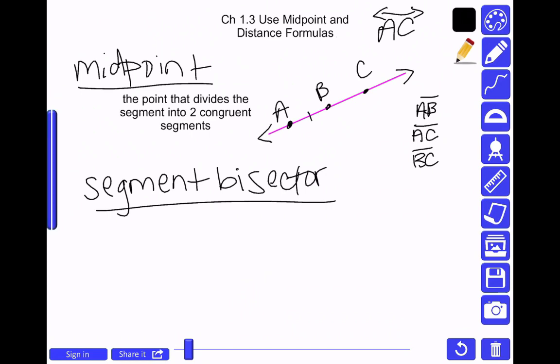If I do this on my picture, then that means that B is the midpoint. Why? Because it divides segment AC into 2 parts. So this means that segment AB is congruent to segment BC. So the midpoint divides the segment into 2 congruent segments. This is the congruency statement that I would write, and that means that B is the midpoint. So if you see this picture, then you know that B is the midpoint, and also if you see this statement, then you know that B is the midpoint of AC. Also, anytime you see a statement like this, if you don't have a picture, you should draw a picture.